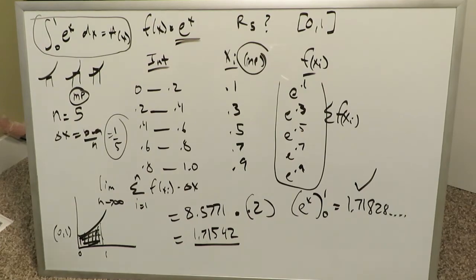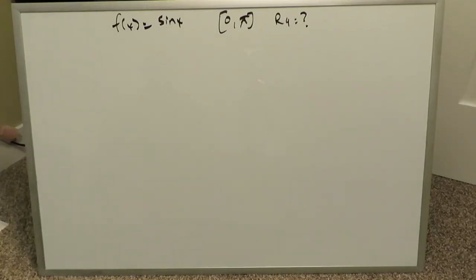Let's look at another question. So let's look at this question here. We have f of x equals sine x, and then we have an interval 0 to pi. 0 represents the lower limit, pi represents the upper limit, and we have to calculate R4, Riemann sum number 4.